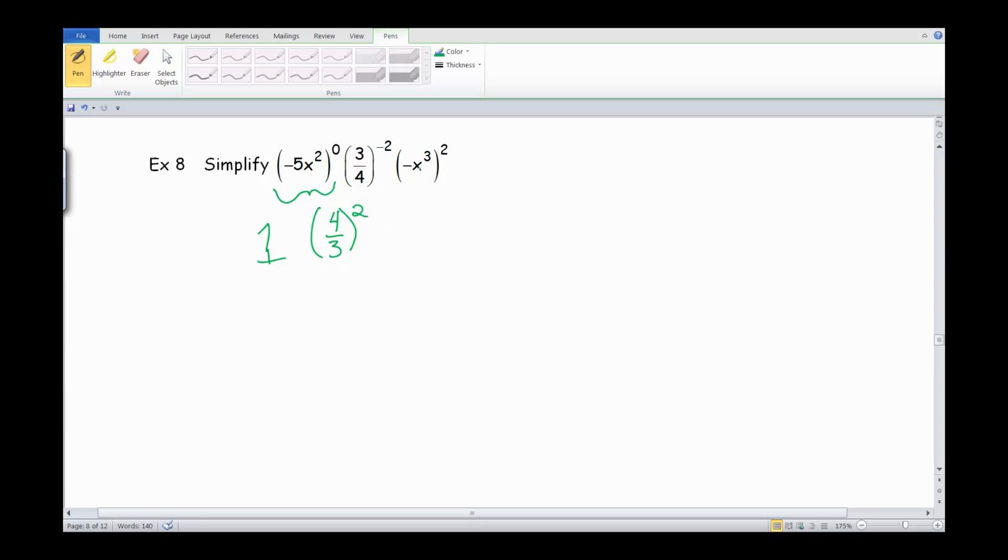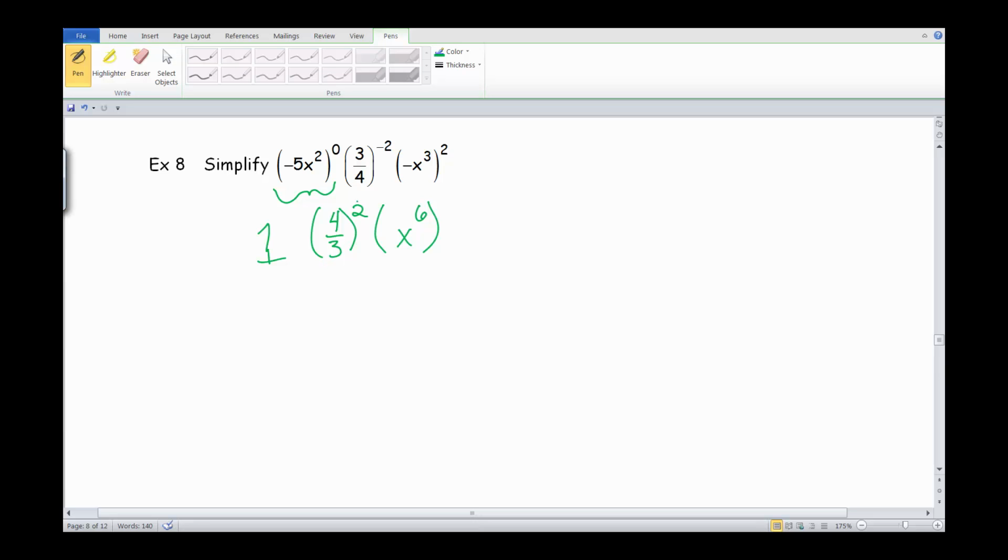Over here on the far right side, notice how we have a negative that's being squared. This will eventually come out to be a positive, so this is not going to be a negative. And then we notice that our x has a 3 as its exponent being raised to another power 2. Again, power to a power, you are multiplying those two powers, so in this case you get x to the 6th.